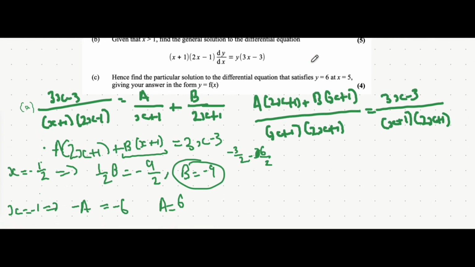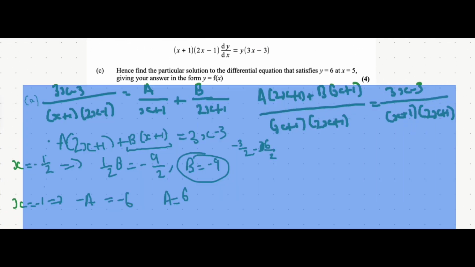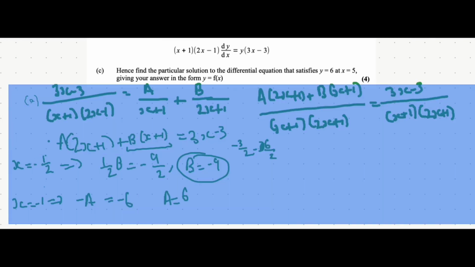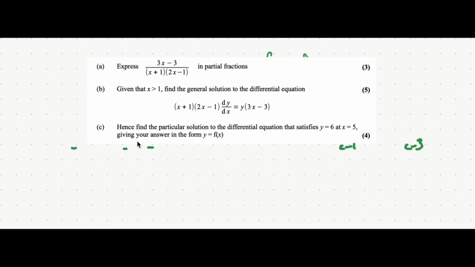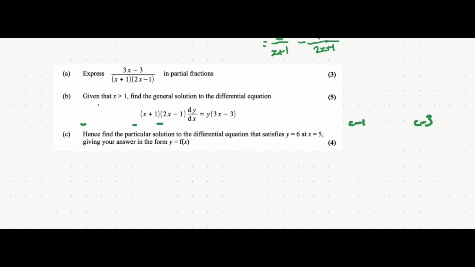Perfect. Let's now move on to part B of the question. Okay, so given that x is greater than 1, find the general solution to the differential equation. Oh, hold on. Did I delete the answer? Oh no. I'm just going to move this here. Sorry about that. Yeah, okay.